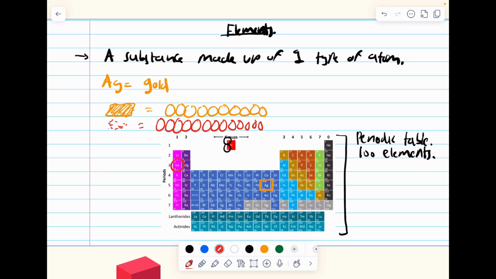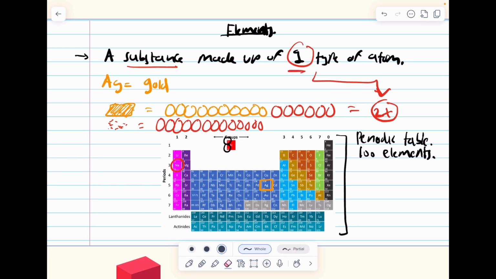Okay, gold cannot be made up of gold atoms and sodium atoms, because that would mean we have two types of atoms. And remember, an element is a substance made up of one type of atom, and here we have two. We can't have that. We only need one. So what do? We remove this, and gold is only made up of gold atoms.